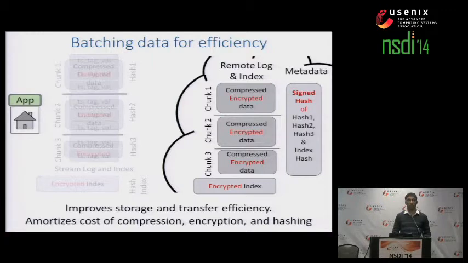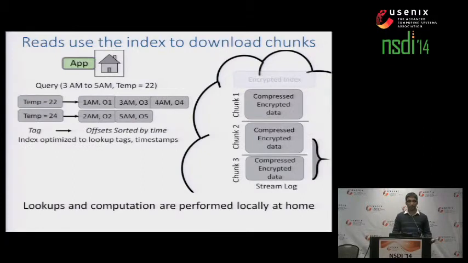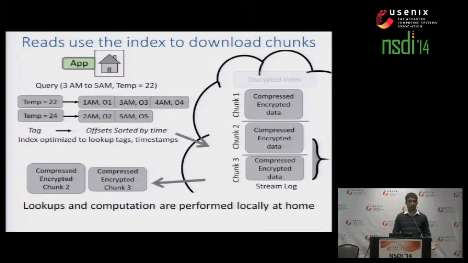Now for reads, when an application wants to read data, Bolt, on behalf of the application, downloads the index. It verifies its integrity, decrypts it, and performs lookups on this index. The lookups are fast because it can use binary search as the offsets are sorted by time. It makes a list of chunks that it needs to download and downloads these chunks. Before it can deliver the data to the application, it needs to verify the integrity of these chunks and decrypt and decompress them.